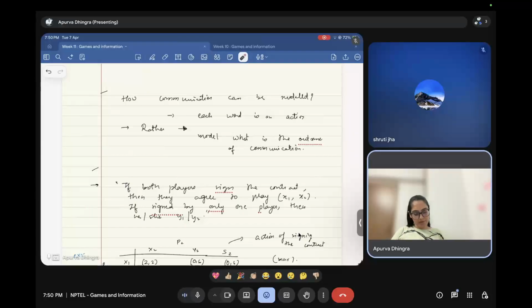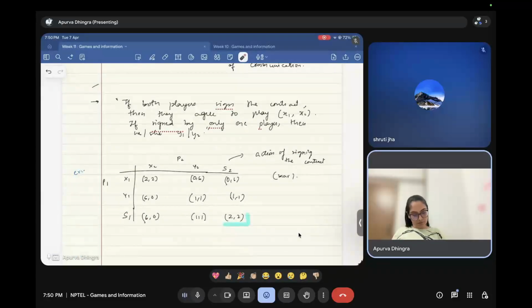So if that happens, let's say this is one scenario. This is the outcome of one of those communications. So they say they entered into a contract and they agree to play x1 x2. So they agree to play this one if both of the players sign the contract. On the other hand, if only one player signs the contract, then what will each player play? That also is written in the contract. So it's sort of covering all bases, all the contingency plans and so on.